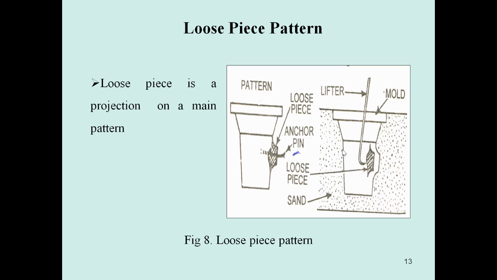Loose piece pattern is a projection on a main pattern. The loose piece is nothing but the projection on a main pattern. This loose piece is fixed on the main pattern by anchor pins.